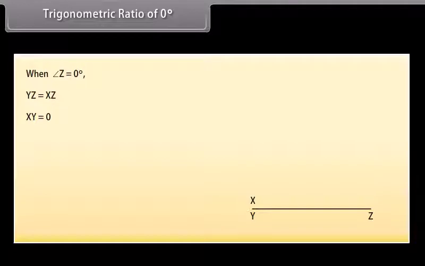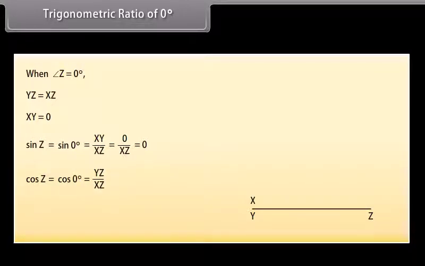Let us understand what happens to the values of trigonometric ratios. Sin Z is equal to sin 0 degree, which is equal to XY upon XZ, which equals 0 upon XZ, which is equal to 0. Cos Z is equal to cos 0 degree, which equals YZ upon XZ, which equals 1, as YZ is equal to XZ. Tan Z is equal to tan 0 degree, which equals XY upon YZ, equals 0 upon YZ, is equal to 0.